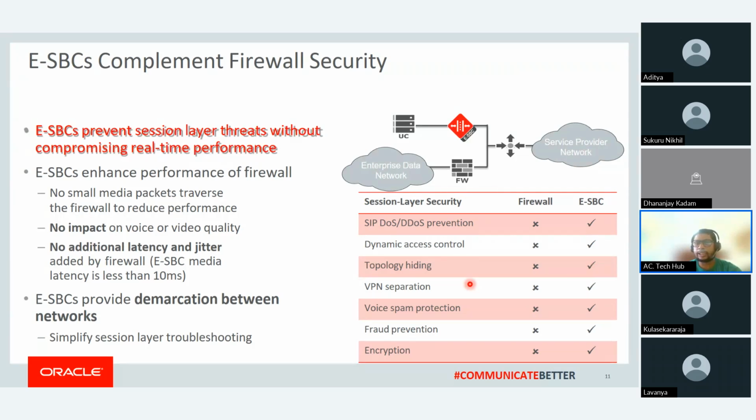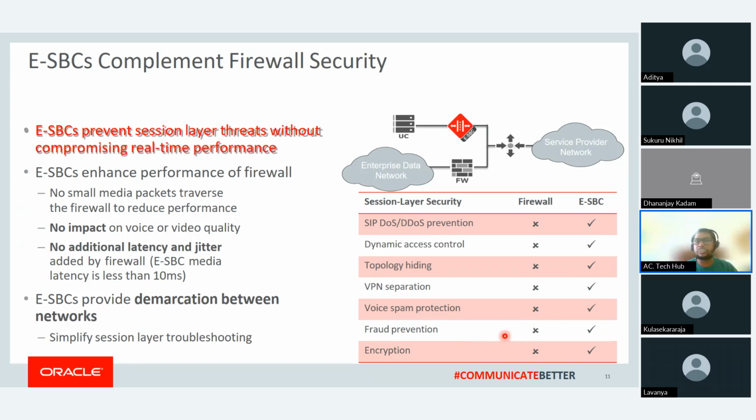Then you can create multiple VPNs for each and every customer. Suppose you have an ISP network, and you are providing this session border controller as a service provider. On that service provider session border controller, you will have multiple customers hosted. So if you want to separate them through multiple VPNs, you can do this. And then voice spam protection. Suppose you are getting fraud or voice spam calls, you can prevent those calls through local policies, which you can configure on this session border controller.